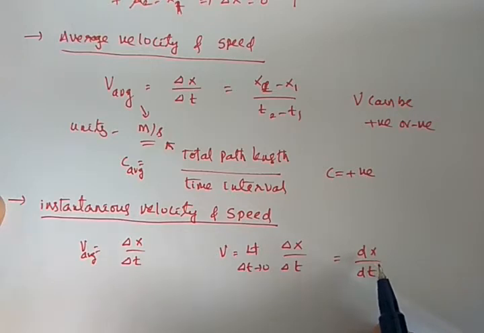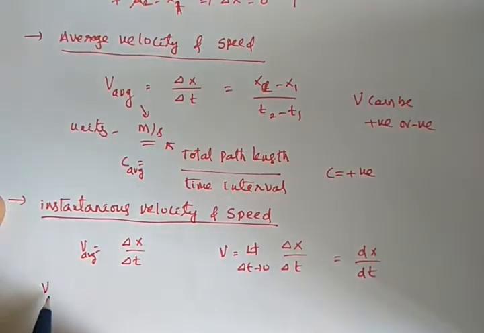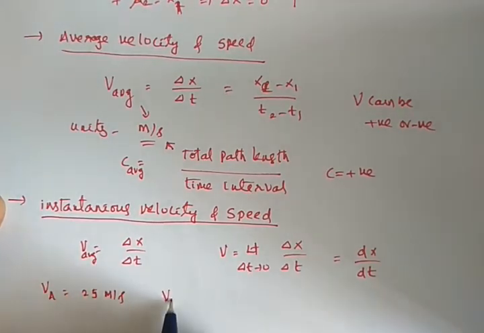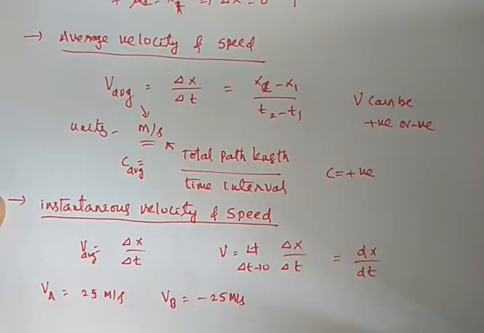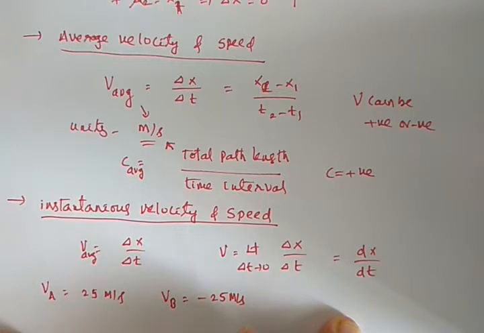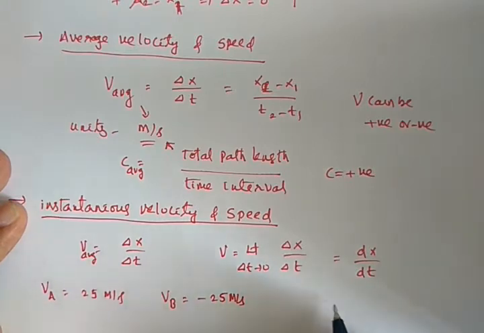So for example, the velocity of particle A is, let us say, 25 meter per second, and the velocity of particle B is, say, minus 25 meter per second. So if the velocity of A is 25 meter per second and the velocity of B is minus 25 meter per second, both have an associated speed of 25 meter per second.